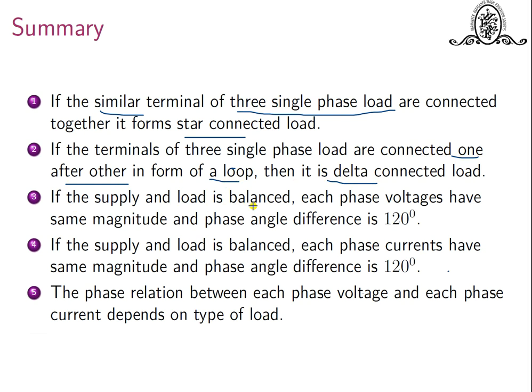If the supply and load are balanced, each phase voltage has the same magnitude and the phase angle difference is exactly equal to 120 degrees. If supply and load are balanced, each phase current has the same magnitude and the phase angle difference is equal to 120 degrees. The phase relationship between each phase voltage and each phase current depends upon the type of load. For an RL load, it is lagging. For an RC load, it is leading. For an R load, it is in phase.